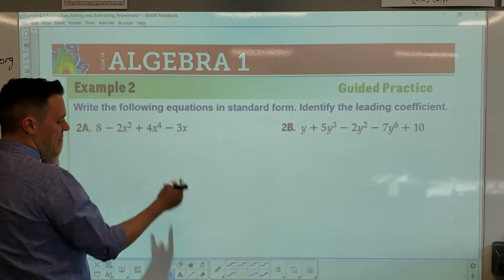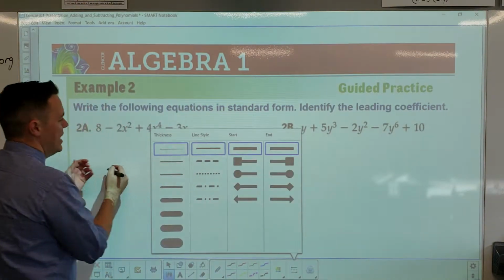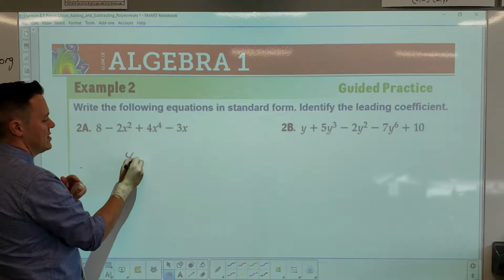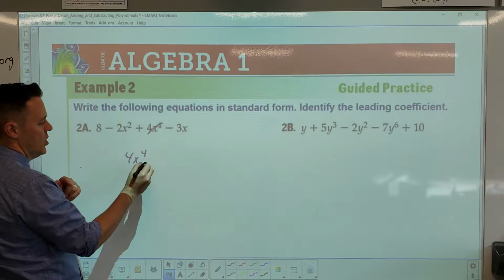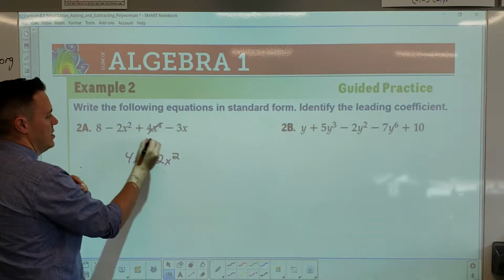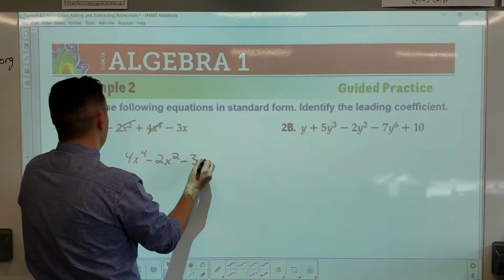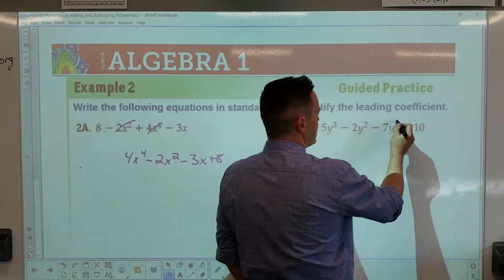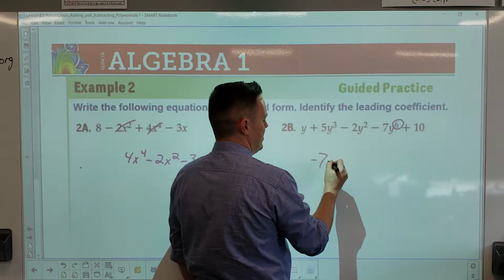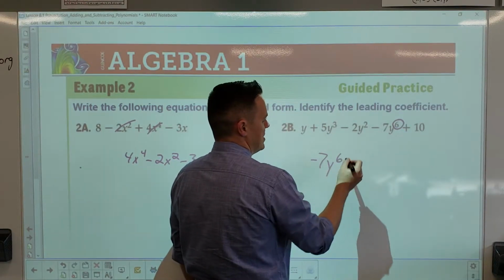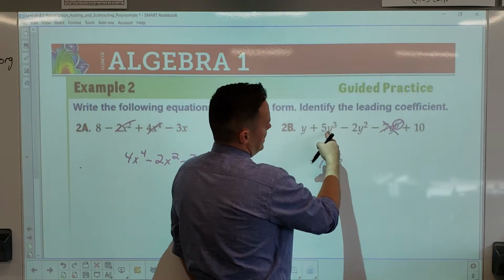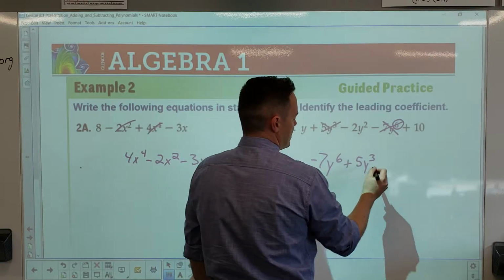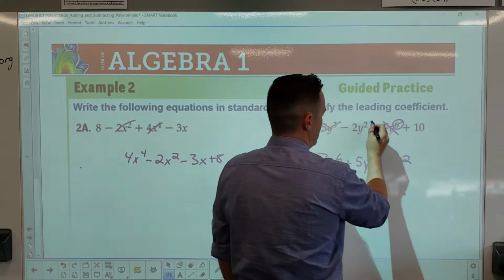All right, so if we identify these expressions here, we know right away that we have the expression as 4. So we have x to the 4th like this, because that's the largest one. Then it'd be minus 2x squared, so that's number 2 on the list, minus 3x plus 8. So there's our setup for that one. This one here, the greatest degree is going to be 6, so it's going to be negative 7y to the 6th. And we scratch that off. And then the next one would be plus 5y to the 3rd. And then it's going to be minus 2y squared.